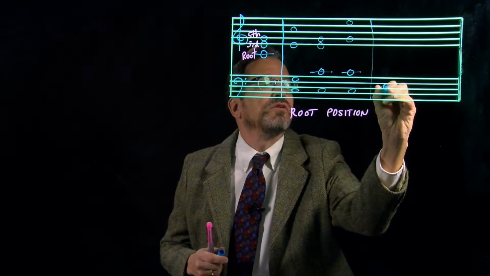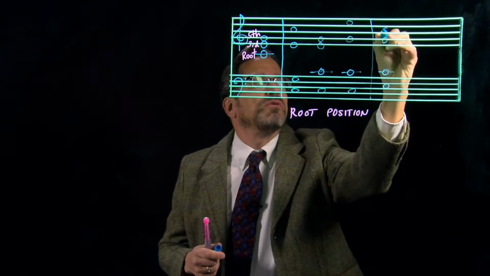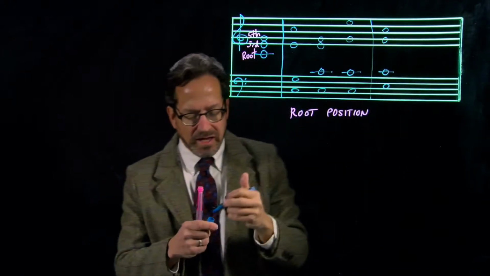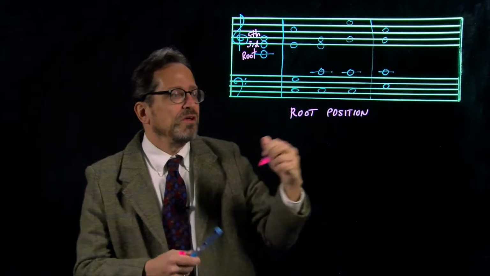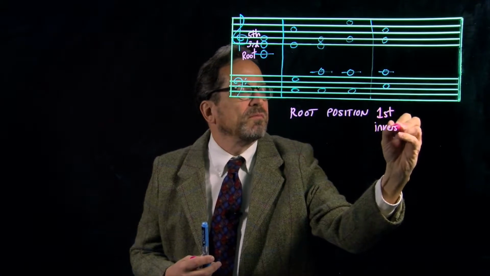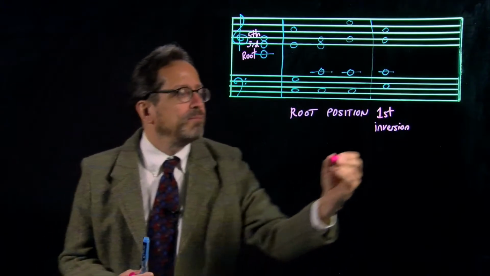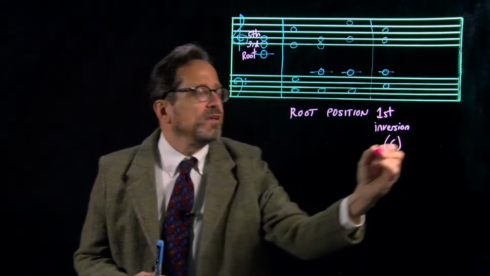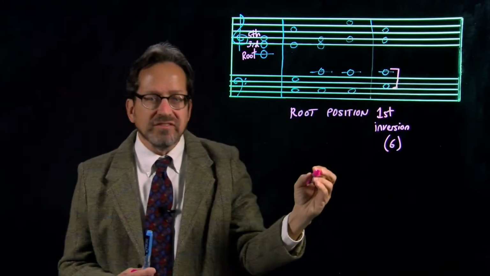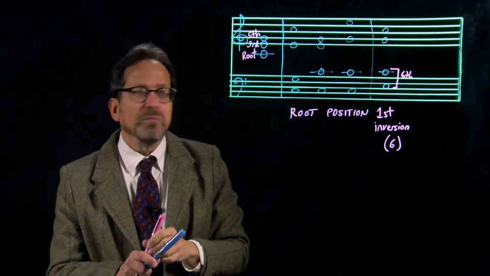If we put the third in the bass, so for example, we now have our C, we have our E in the bass, the third, and the G. That is called first inversion. And the symbol for a first inversion triad is a 6. That is because we have a sixth, the interval of a sixth, above the bass.